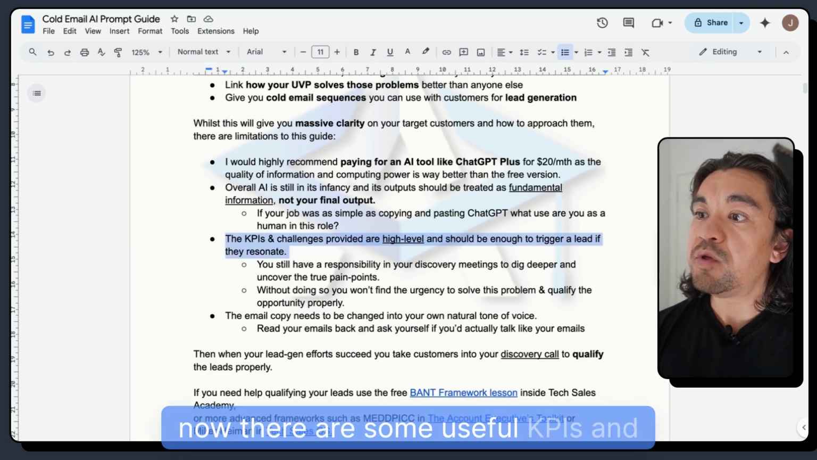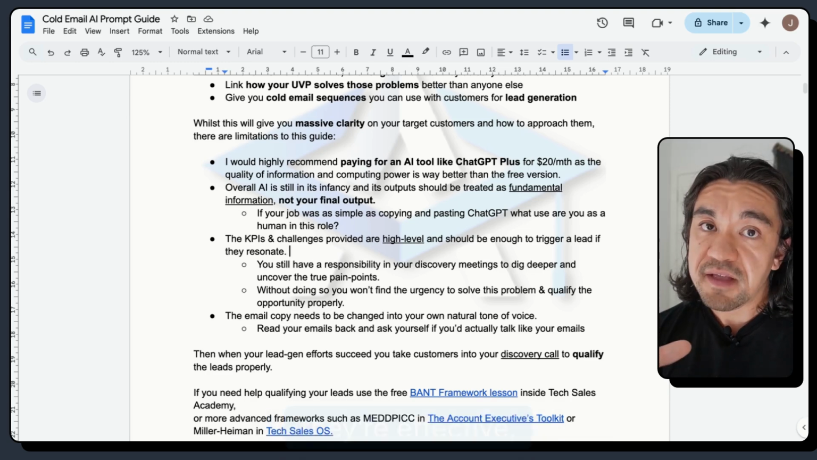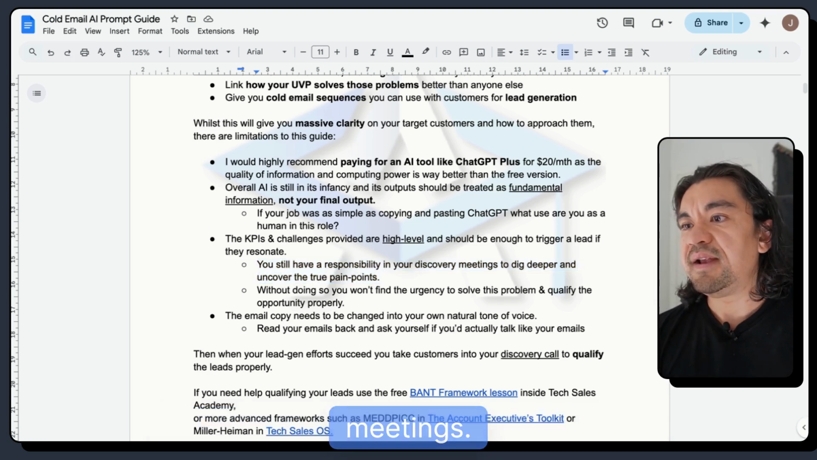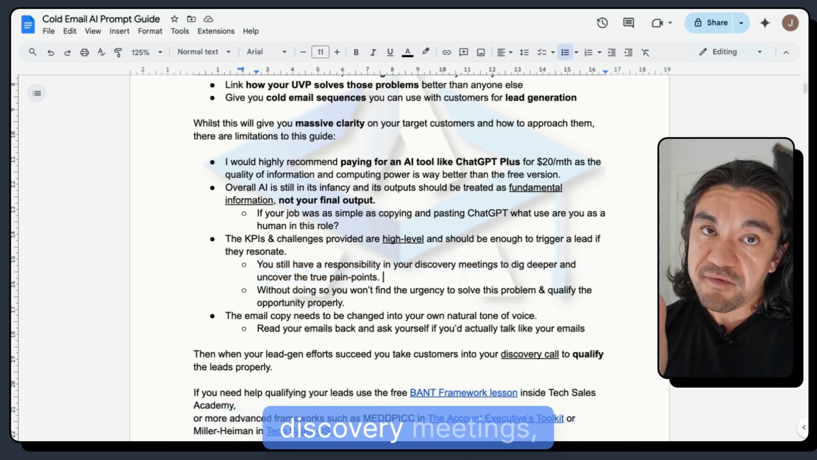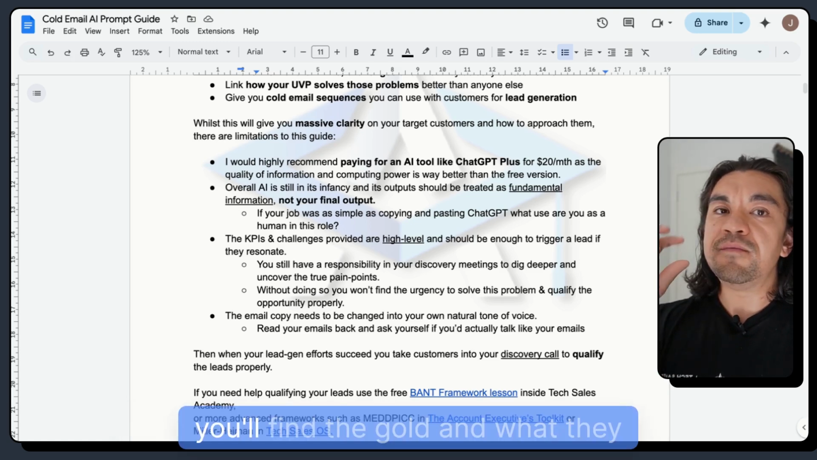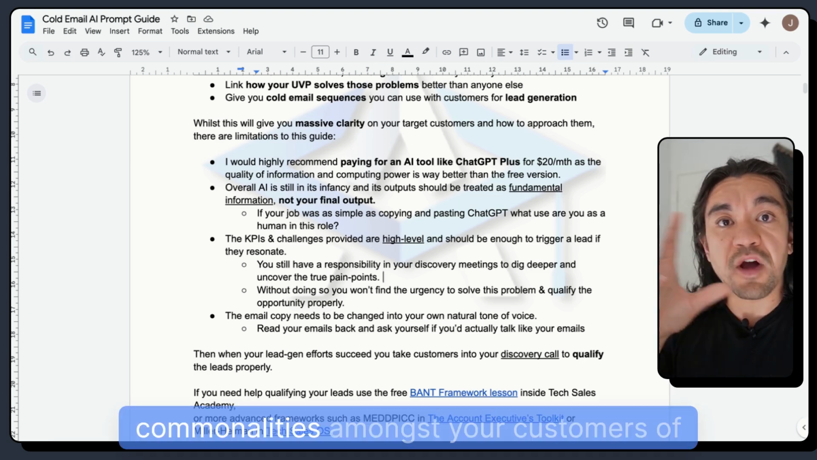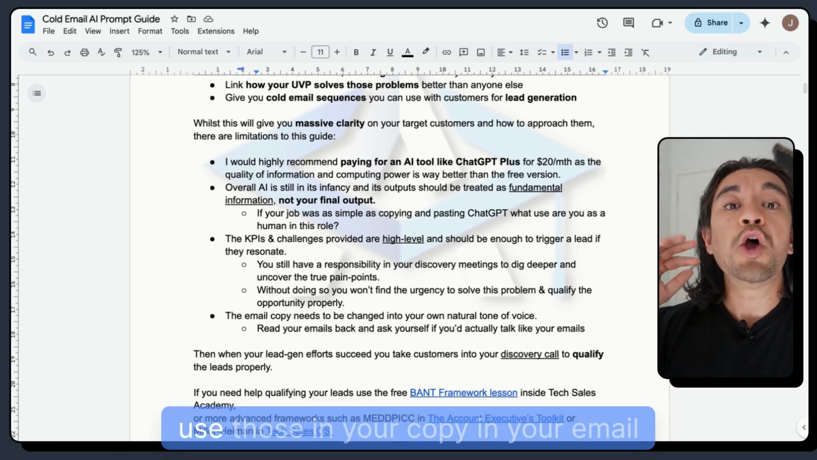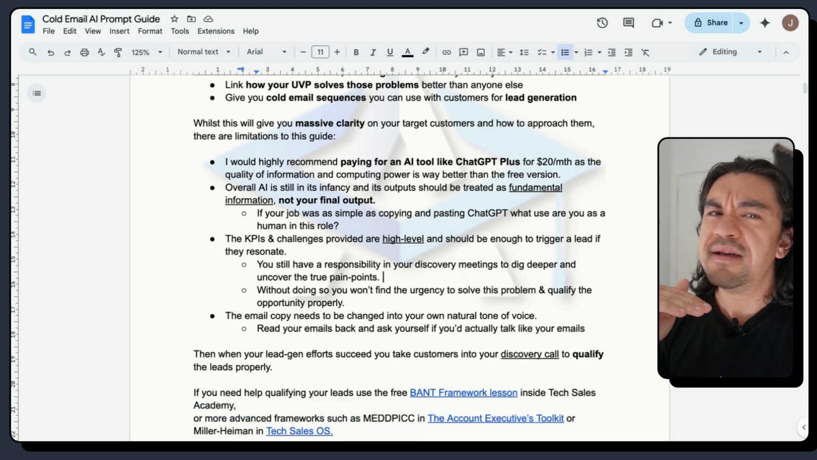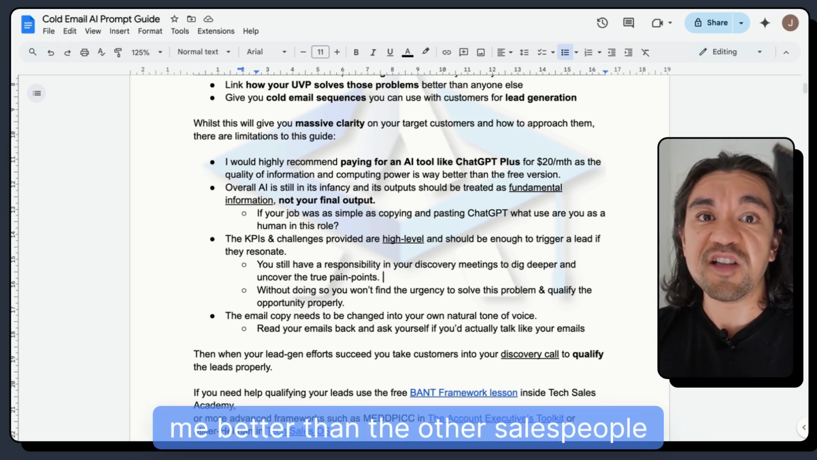Now, there are some useful KPIs and challenges that will come out of the outputs from this. They are high level. They're effective, but they're high level. Ideally, in your discovery meetings, uncovering the pain points, getting to know your customers in depth, building quality relationships, you'll find the gold in what they really find frustrating or annoying. And then if you can find the commonalities amongst your customers of those pain points, use those in your email copy, because that's really going to resonate to go, man, this person is really niche about my issues and my problems and really knows me better than the other salespeople that don't go that deep.